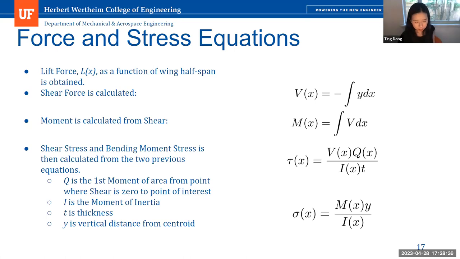And also you need to double check the definition of Q, the first moment of area from the point where the shear is zero to the point of interest. The exact definition of Q should be the area of the cross section times the location, the coordinate of the centroid of the cross section, on the axis perpendicular to the neutral surface. So I don't think the definition of Q here is very accurate, so make sure that in the report you double check the equation and also the Q definition.